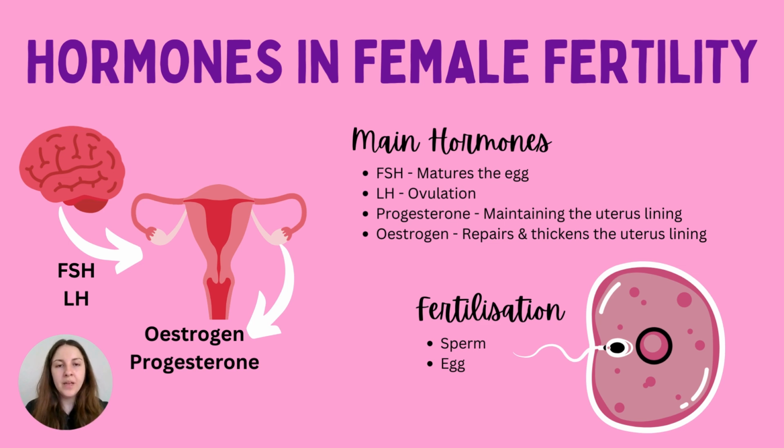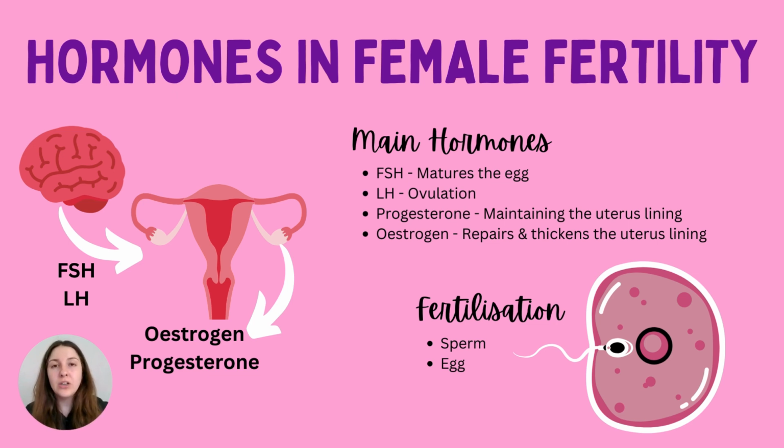Progesterone is a really important hormone because it helps with maintaining that uterus lining. Another hormone is estrogen, and this has a really good function of repairing and thickening the uterus lining as well. So as you can see, they are all connected. Estrogen also inhibits FSH, so they all do have interactions together.